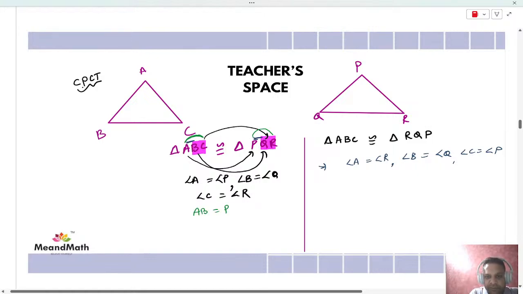AB is equal to PQ, BC is equal to QR and AC is equal to PR.